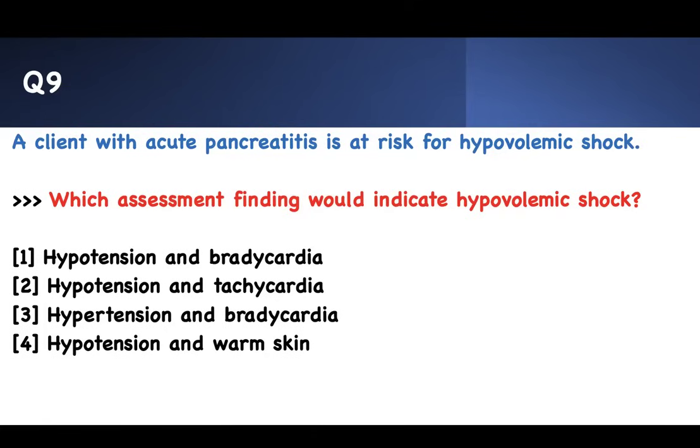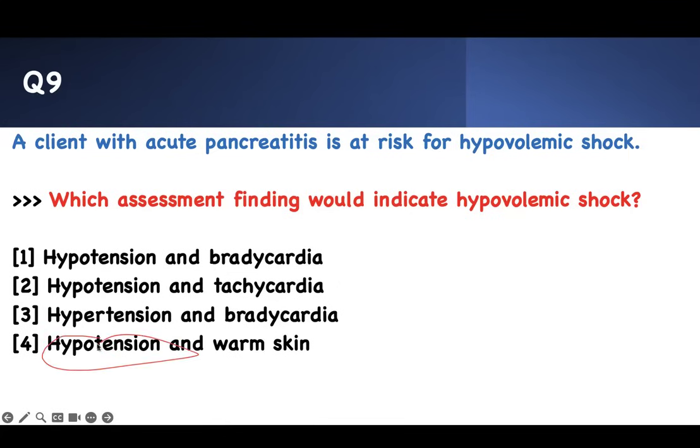A client with acute pancreatitis is at risk for what? Hypovolemic shock. What is shock? Hypoperfusion. That is all. Anything that causes hypoperfusion is shock. Which assessment finding indicates hypovolemic shock? Hypotension, bradycardia; hypotension, tachycardia; hypertension, bradycardia; hypotension, warm skin. What do you think? This is test-taking strategy. At the same time, content review on shock.